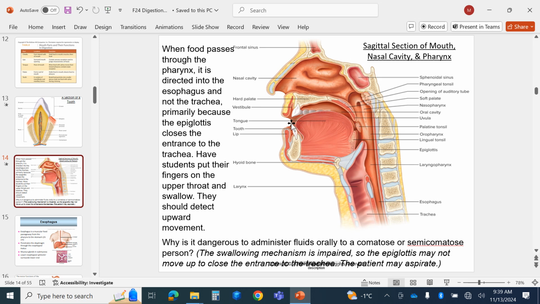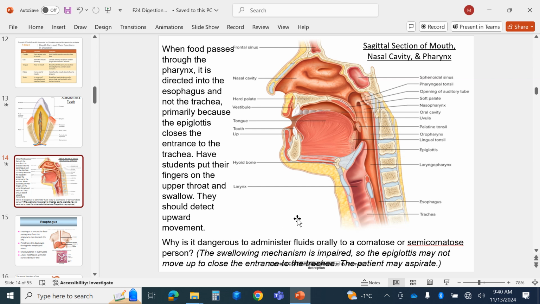The food comes in and is directed back into the oropharynx. The food comes down here and pushes down the epiglottis, because this is the esophagus. This is where you want the food to go. You do not want the food going into your trachea, because that'll be choking. So the food comes down, pushes down the epiglottis, and then slides down the esophagus.